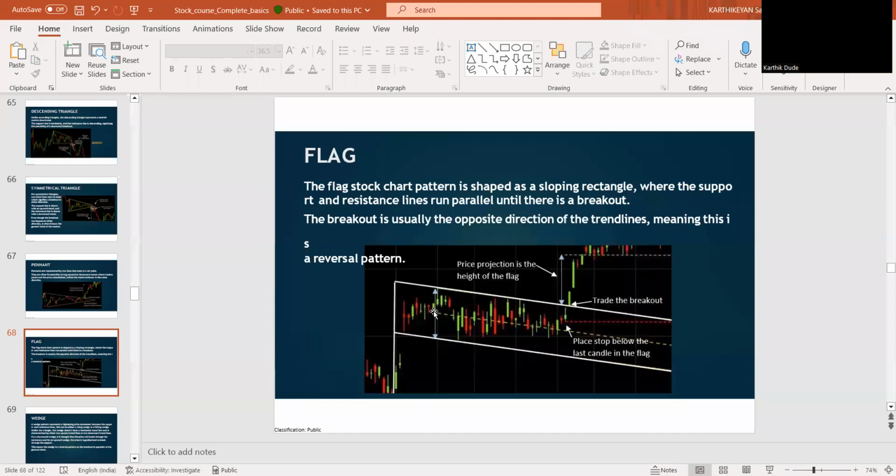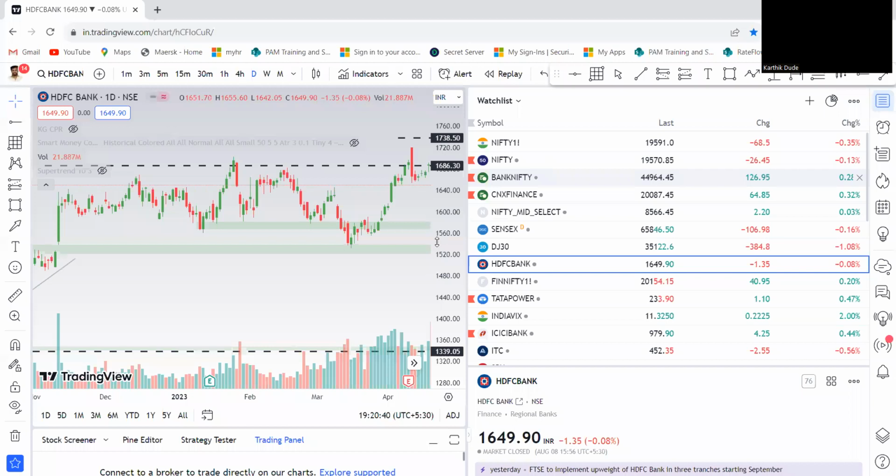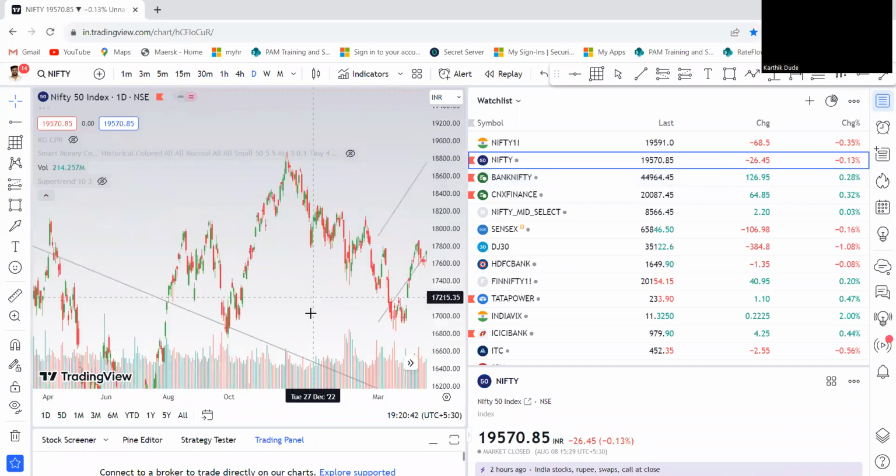Flag. This is one of my favorite patterns. Whenever price moves in a bullish trend and it forms a flag pattern, then after that price breaks above. It's not exactly that it should break on the upside, it can break on the downside. So let me show it in the chart. I can show one classical example of Nifty 50, which I figured out last year.